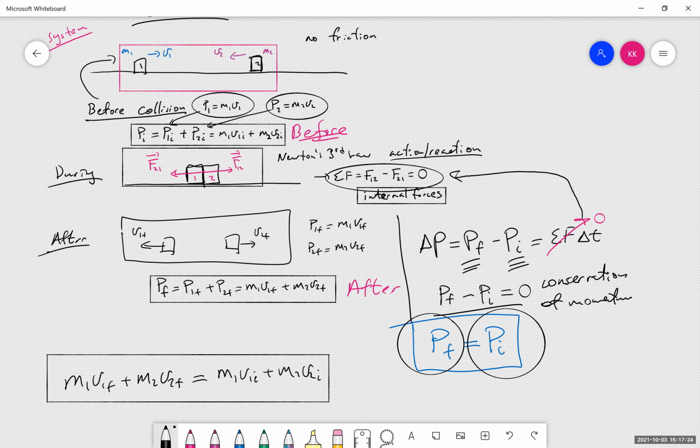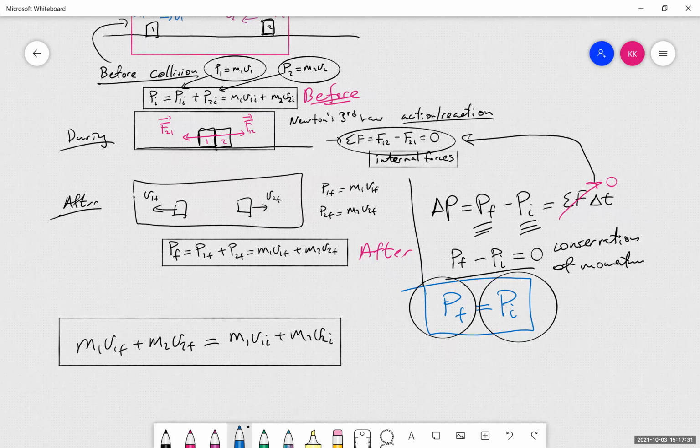Okay, so now one of the things we're going to do here is look at types of collisions. And there are two types of collision. One is elastic. The other one is inelastic.